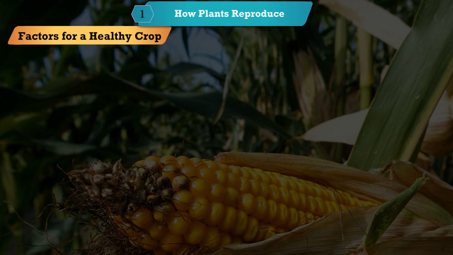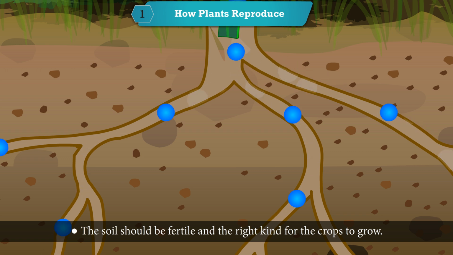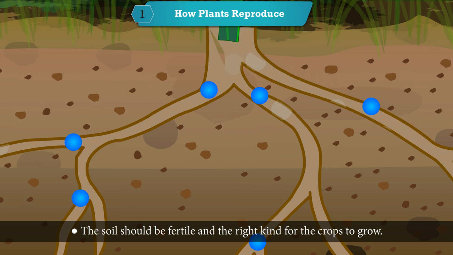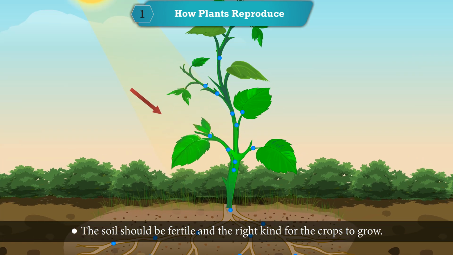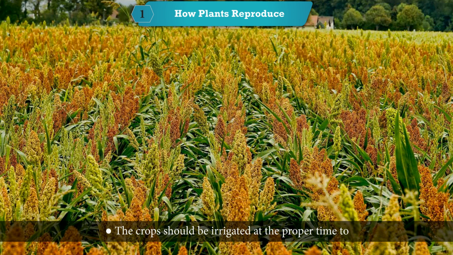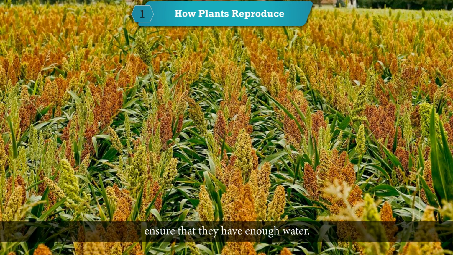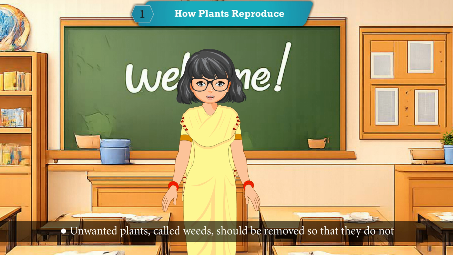Factors for a healthy crop. The seeds should be of good quality, the soil should be fertile, and the right kind for the crops to grow. Adding manure and fertilizers makes the soil fertile and fit for growing crops. The crops should be irrigated at the proper time to ensure that they have enough water.